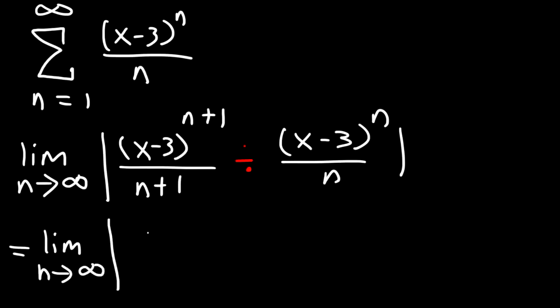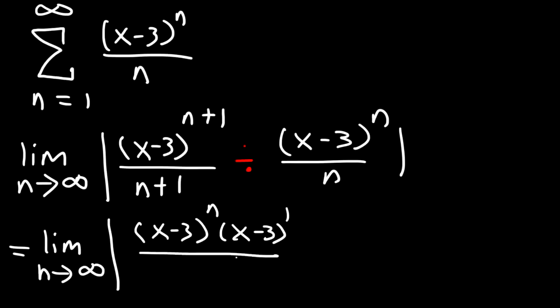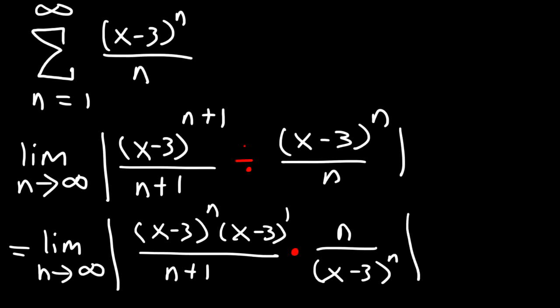So then we can write x minus 3 to the n plus 1 as x minus 3 to the n times x minus 3 to the first power. And n plus 1, that's not going to change. We're just going to leave that as n plus 1. Now we're going to change division to multiplication and then flip the second fraction. So we have this. The only thing we can cancel right now is x minus 3 to the n power.